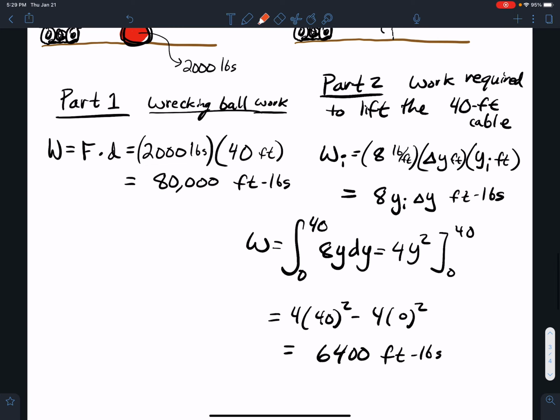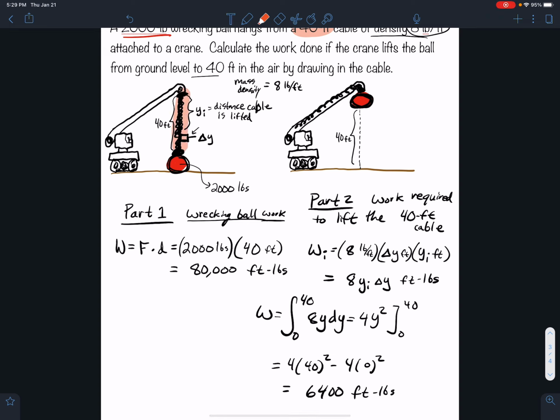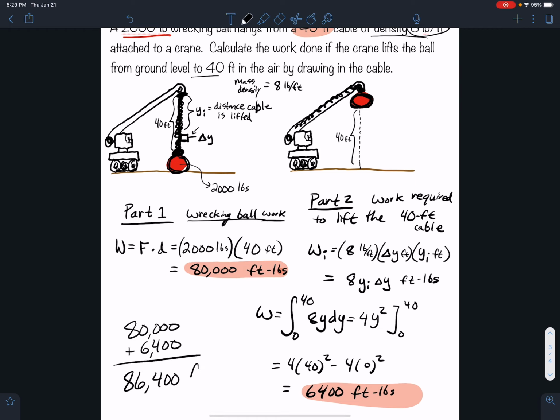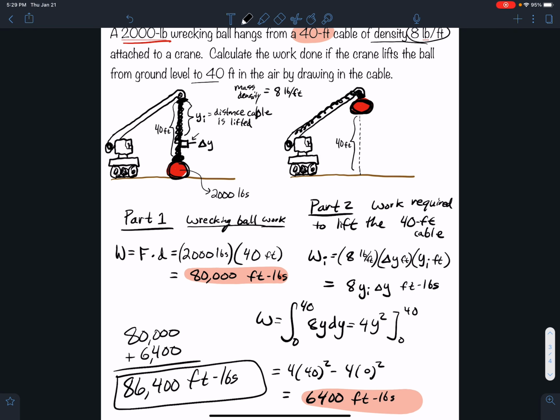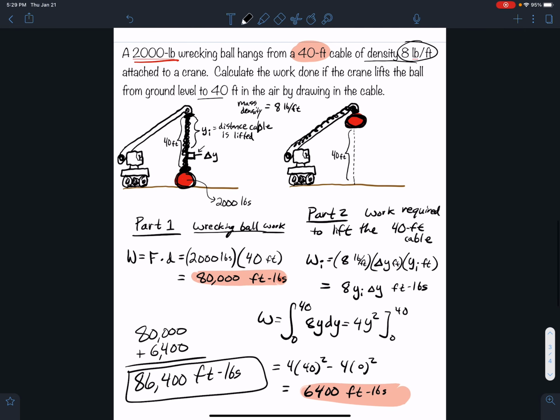No. What do I know? Not only does it take work to lift the chain, but it takes work to lift the ball, right? So the old ball and chain: add those two things together, 80,000 plus 6,400, and I get 86,400 foot-pounds. It's the total amount of work required to lift the ball from the ground to 40 feet in the air while drawing in the cable. So hopefully this gives you a better idea on how to work your homework problems.